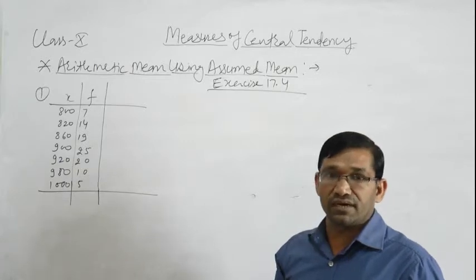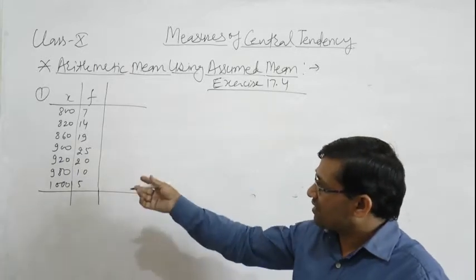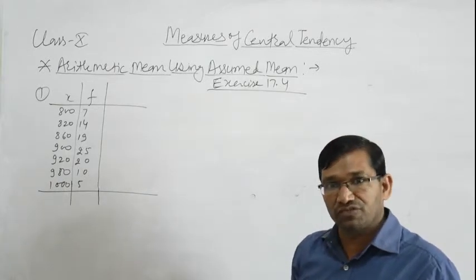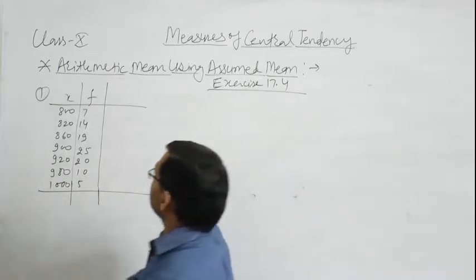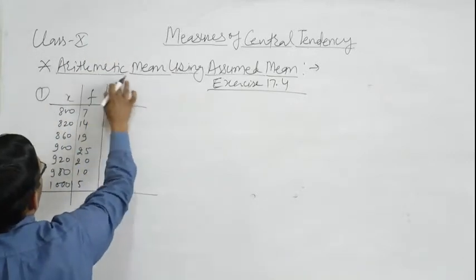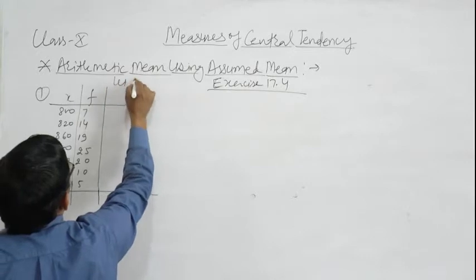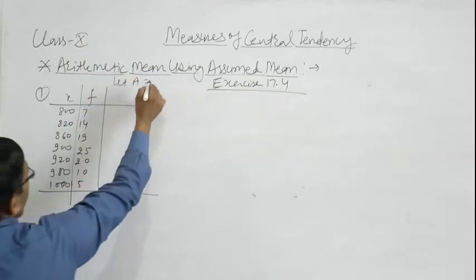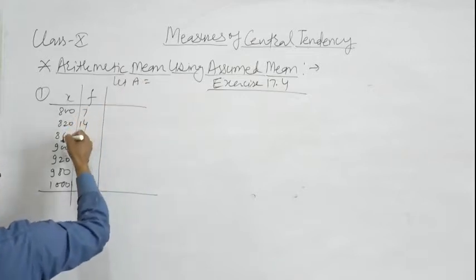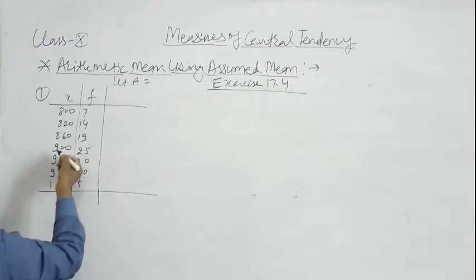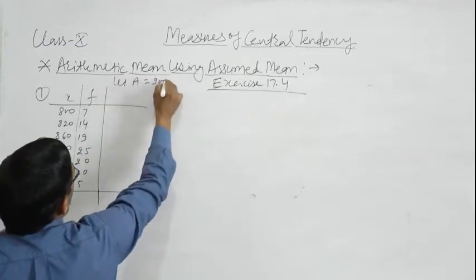For easy calculation, from the middle values of x, we will assume one value. Okay, let a is equal to 900. 1 2 3 4 5 6 7, complete 7 values, so we assume a is equal to 900.